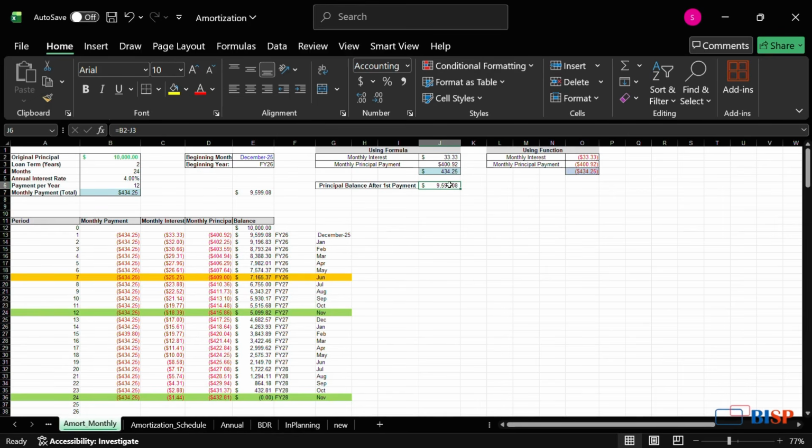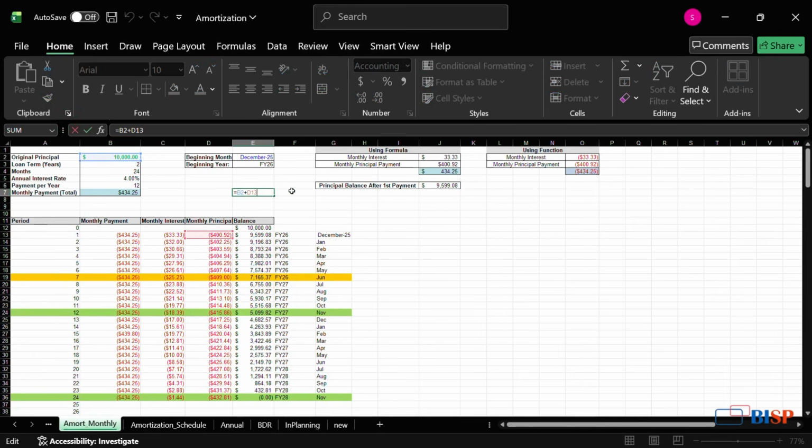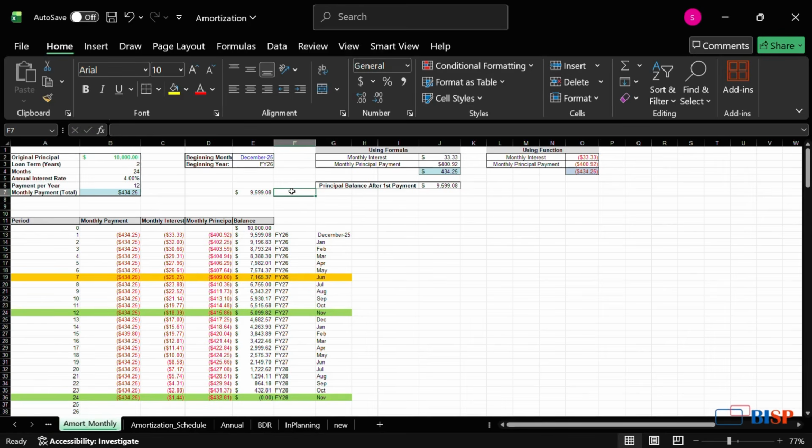Monthly interest is equal to principal balance multiplied by annual interest rate divided by 12. So 10,000 multiplied by 4% divided by 12 equals 33.33. This matches the value returned by the IPMT function.